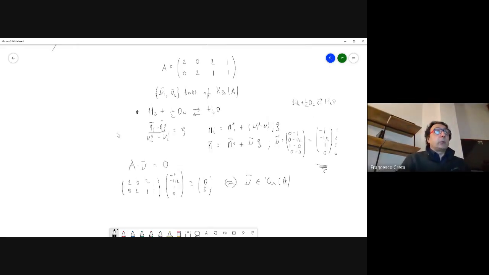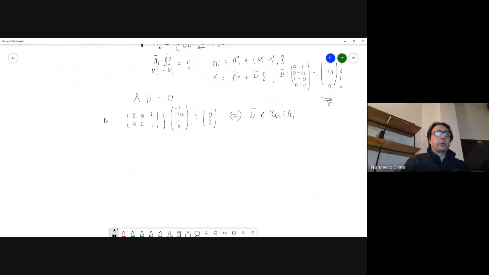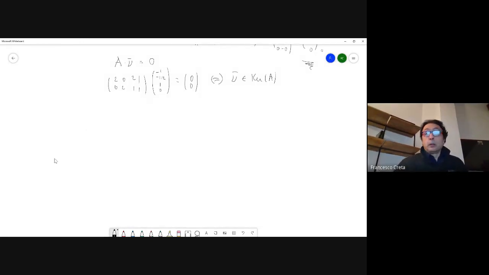The last thing that we're left to do, in fact, is the following. Let me redraw the overall scheme, which is essentially my phase space, and then the kernel of A, which is our subspace that conserves the atoms. Now, each of those directions is a basis vector of the kernel of matrix A.